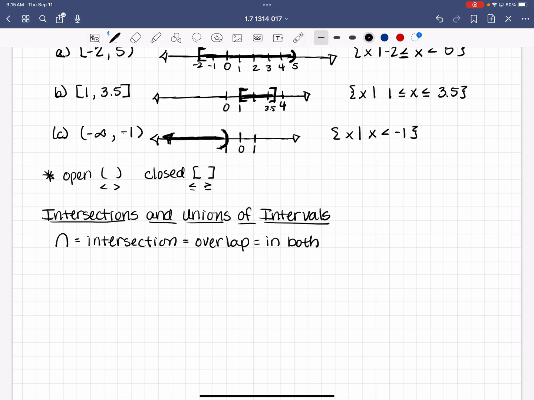Okay? If it's a union, guess what? I use kind of a U. Looks like a capital U, but doesn't have a stick on it. So it's not really a capital U. It's a union symbol. But it's easy to remember because union starts with U. So union equals both together. It means both together. Okay?